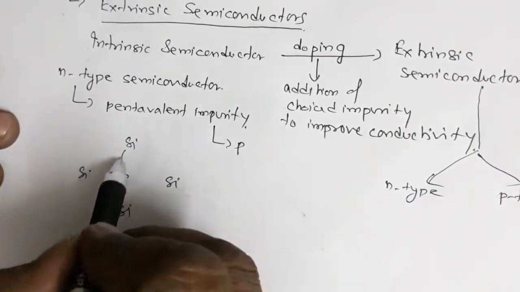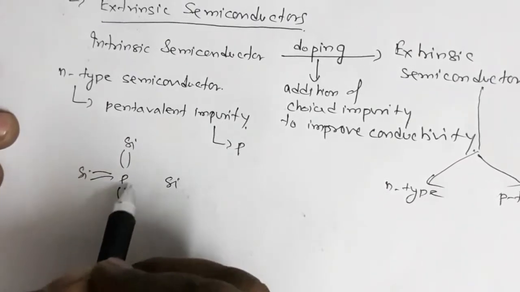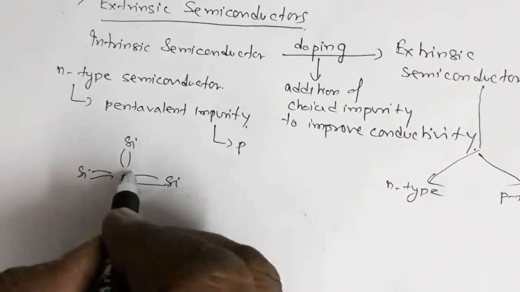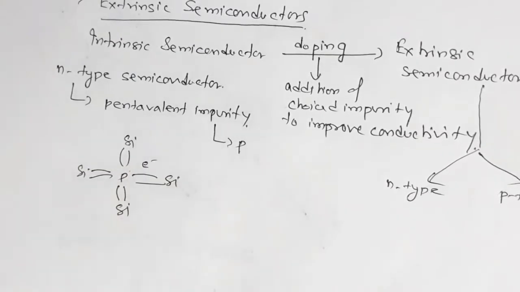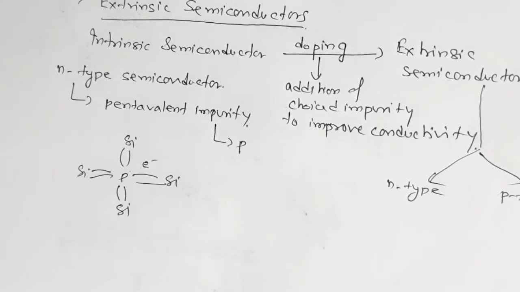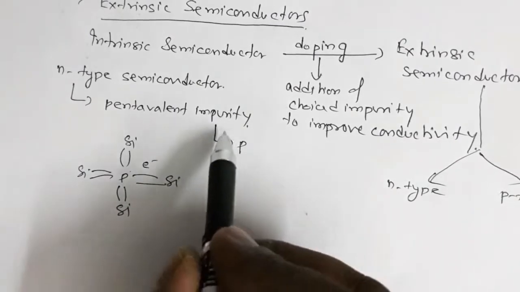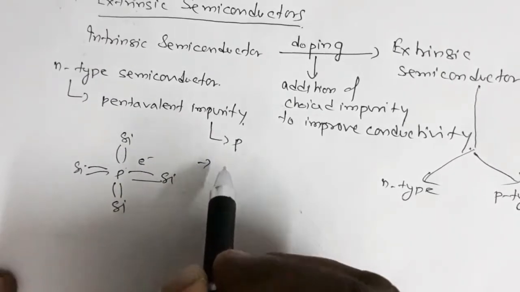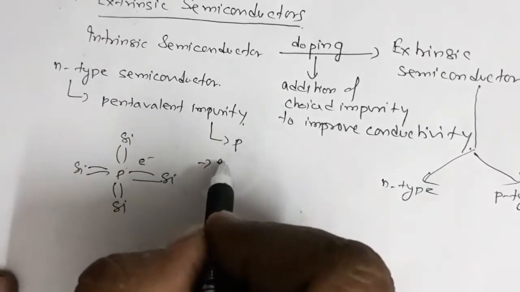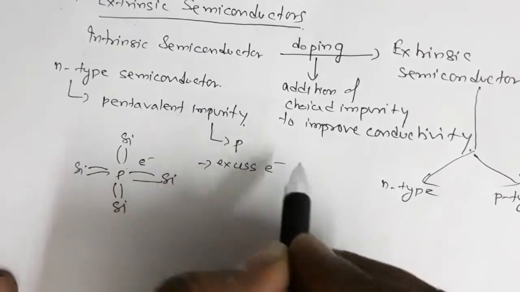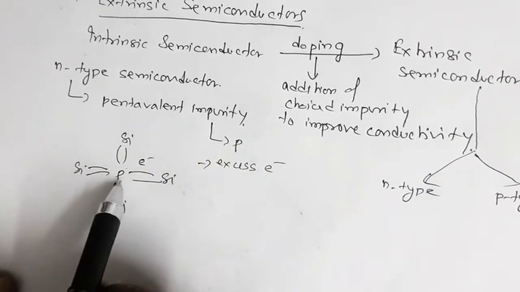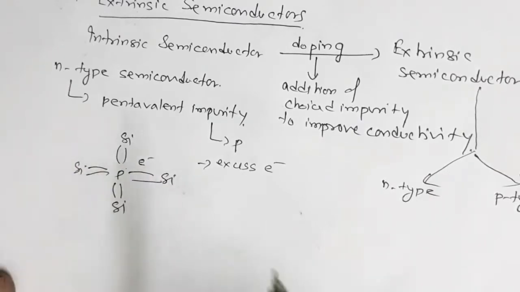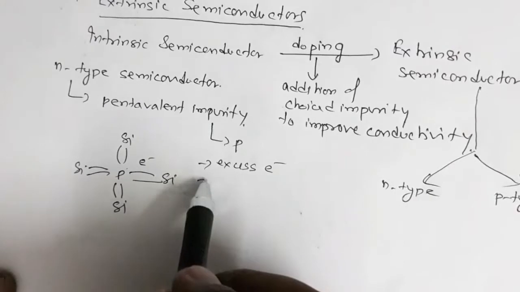Now phosphorus will form 4 covalent bonds with the 4 neighboring silicon atoms. But it has 1 excess electron. So addition of this impurity leads to formation of 1 excess electron. That means for every phosphorus atom added there is an excess electron. But by virtue of this electron there is no hole created. So no hole created.